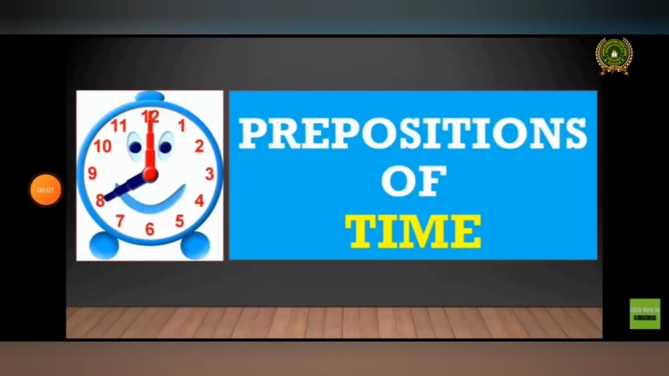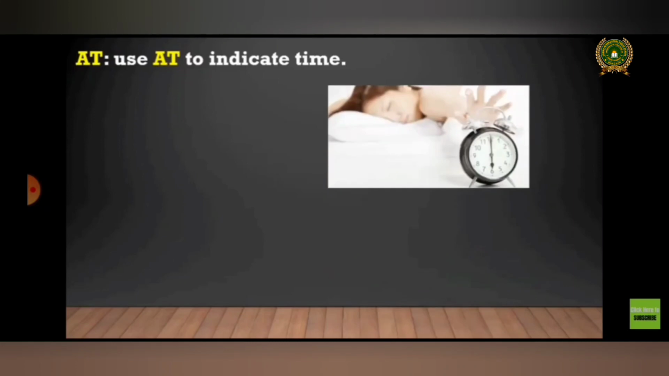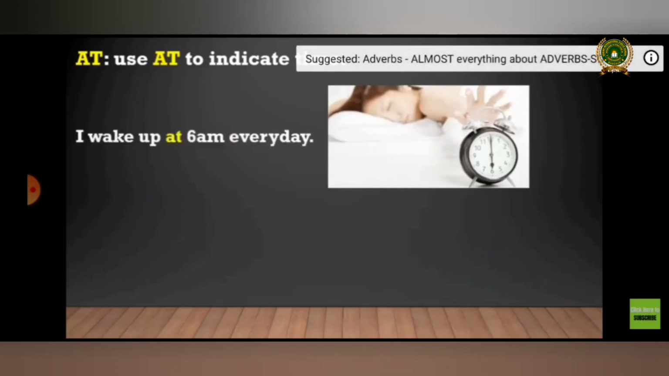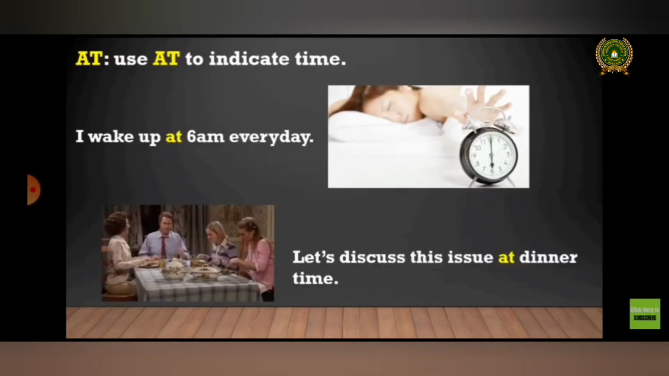Let's start with the preposition of time. First, now we will understand with the help of examples. First is at. Use at to indicate time, exact time, precise time. Okay, like I wake up at 6 a.m. every day. So here precise time is given that I wake up at 6 a.m. every day. So use at for a time.